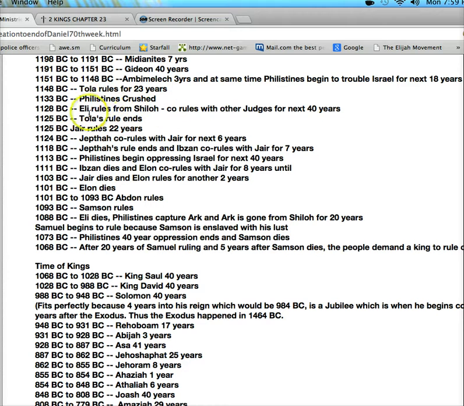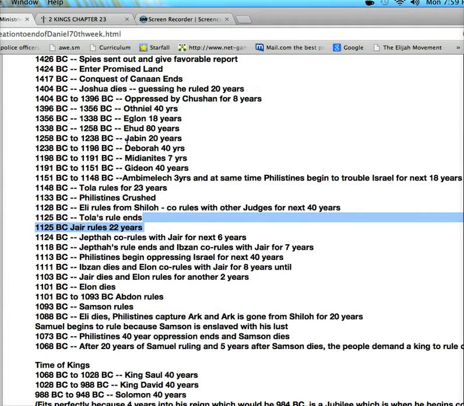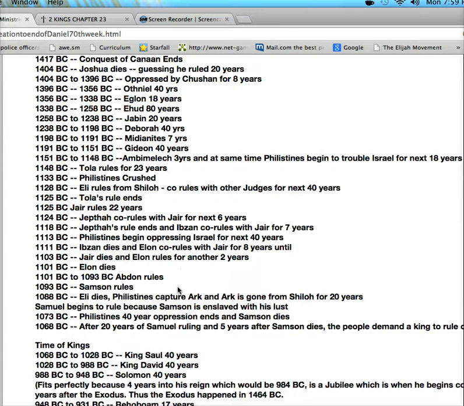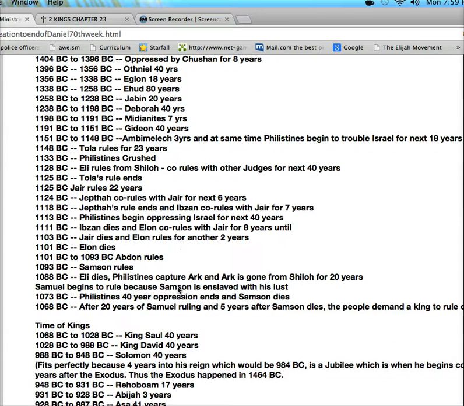And so Tola eventually dies, and then Jair rules for the next 20 years. And during Jair's rule, you have Jephthah, who co-rules with Jair for 6 years. Now notice Jephthah starts in 1124 BC. That's exactly 300 years from 1424. And remember, the scripture says in the book of Judges that there's 300 years between the entering into the promised land to when Jephthah rules. So that harmonizes that scripture perfectly. So that's the third principle that's fulfilled there.